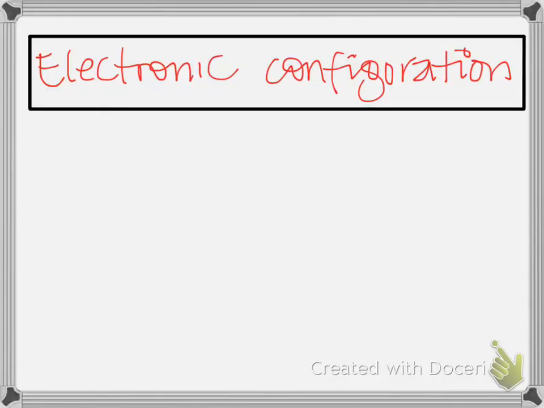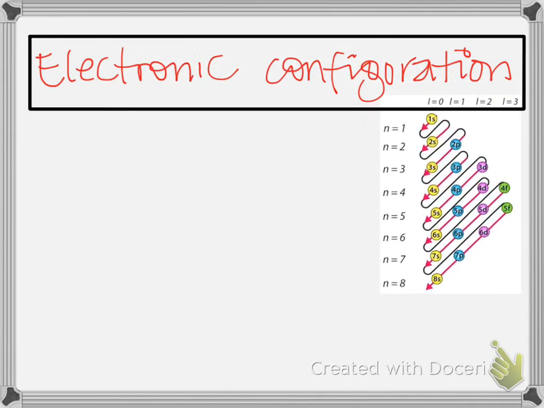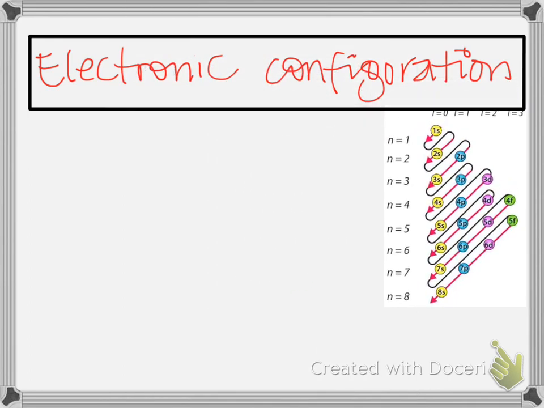So hello guys, I'm going to make this video for the ones that didn't understand electronic configuration. Remember that electronic configuration is the way that the electrons of an atom or an element are distributed. And for this, we're going to need the Aufbau principle, which is this one. So I'm going to keep this here. And remember that you just have to follow the arrows, okay?